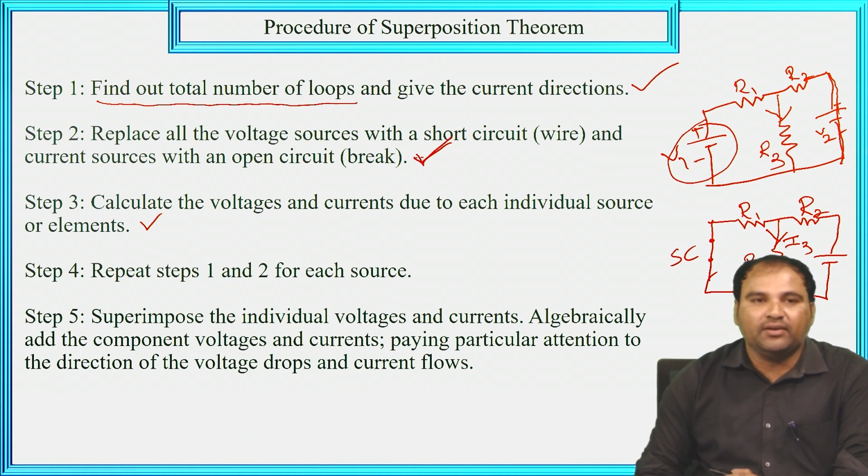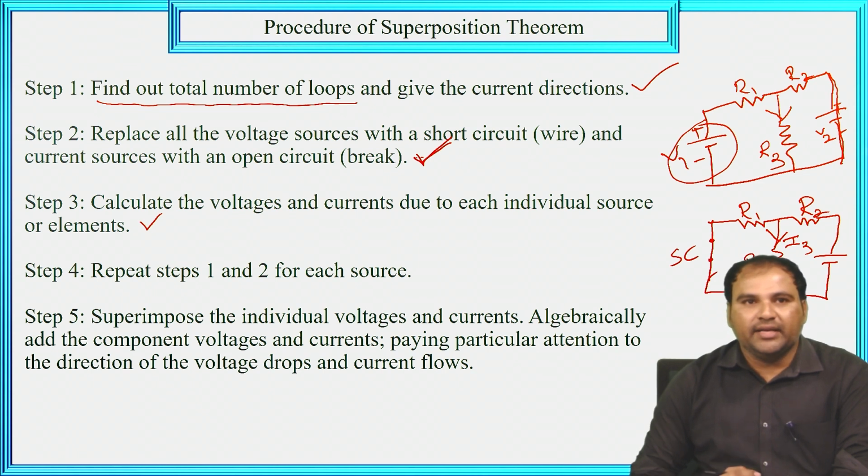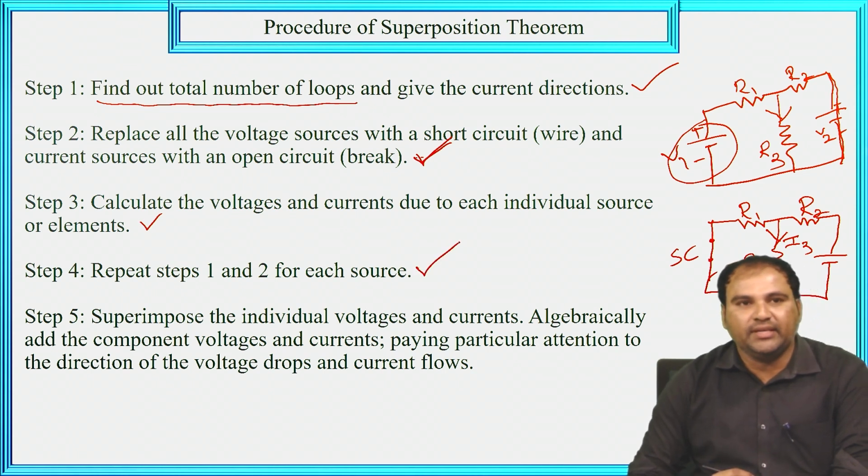We need to calculate the current through each and every element, that is, the current through R1, R2 or R3. Similarly, we repeat the same steps, and finally we have to verify.